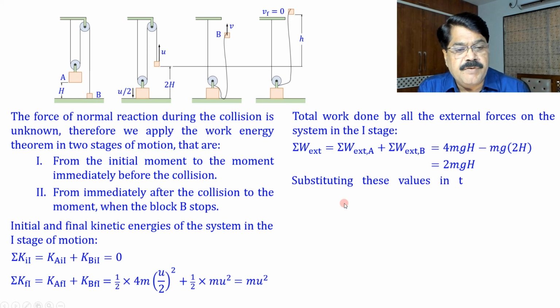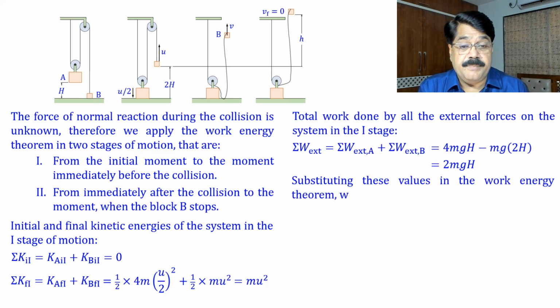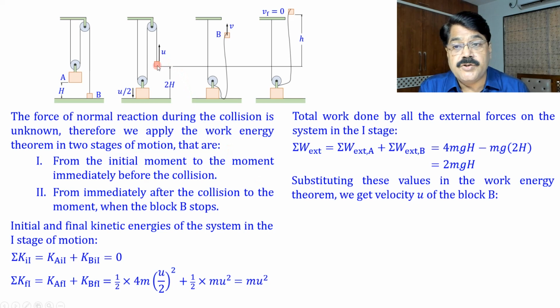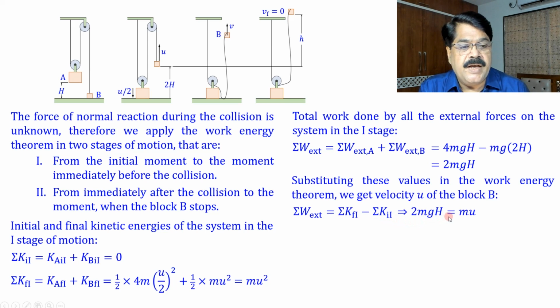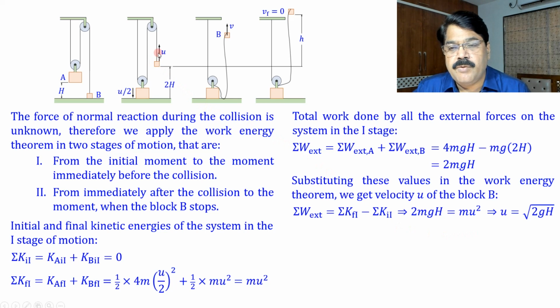Substituting these values in the work energy theorem, we get the velocity u of the block B. Velocity u means this velocity u when the block A strikes the floor. So summation W external is equal to summation K final of the first stage minus K initial of the first stage. So here 2mgh is equal to m u squared, and from here u is equal to root 2gh. So at this stage the velocity of the block will be root 2gh.